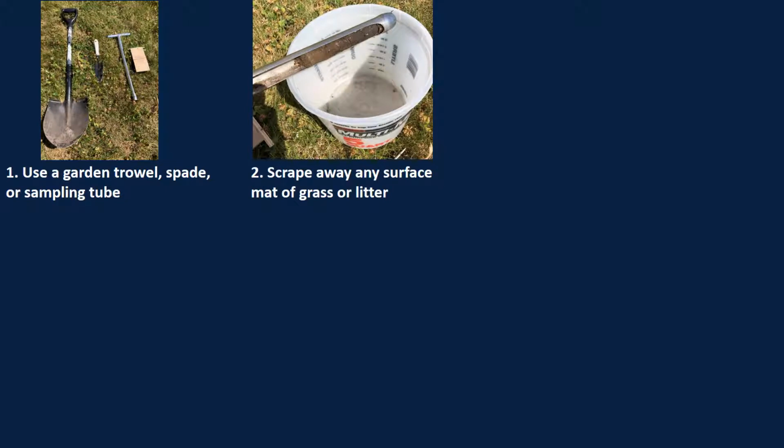And we want to scrape away the surface mat or the litter. So you can see here the soil sample was taken, but then they took off that grass mat layer on top. Now you can do this before you take the soil sample, or you can do it after. Either way is fine, but it's important to take it off because we don't want that organic matter in our soil sample, because it'll change the analysis that we might get back from the lab.